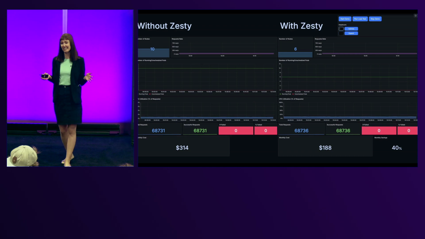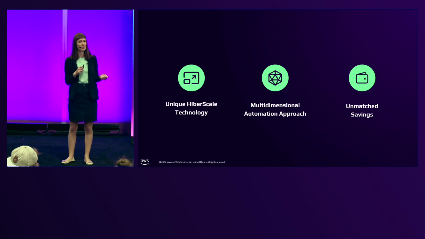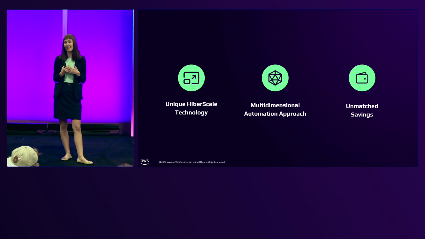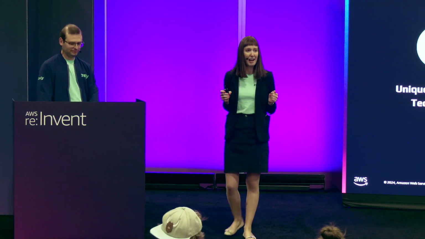OK, hopefully you got a sense of what Compass is. So again, it's a completely holistic platform trying to tackle both storage and compute challenges using our patented hyperscale technology and give you unmatched savings while maintaining SLAs.